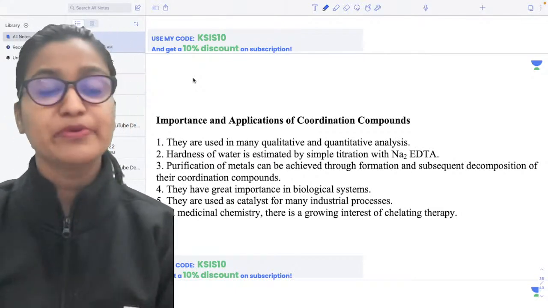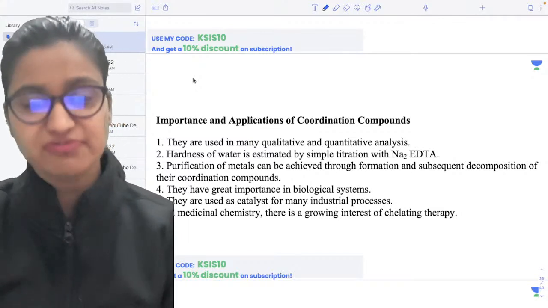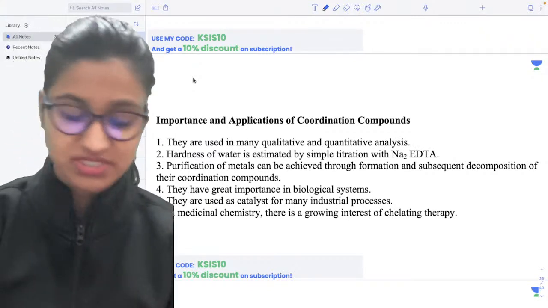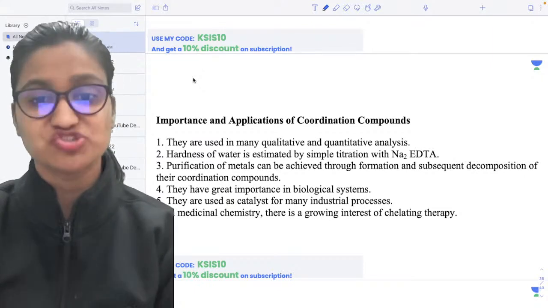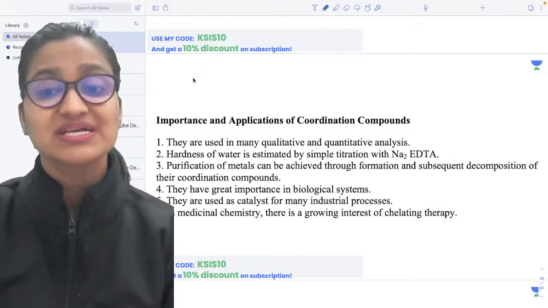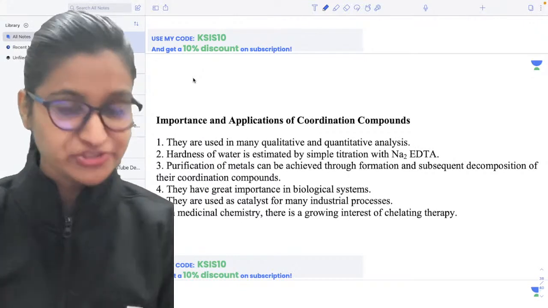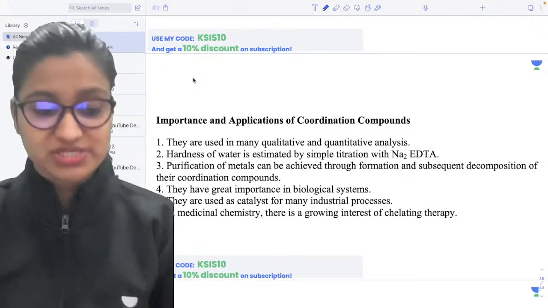Okay, and coordination compounds are used in the purification of metals and in the extraction of metals as well. You can see here that the purification of metals can be achieved through the formation and subsequent decomposition of their coordination compounds, right? They have great importance in the biological systems.